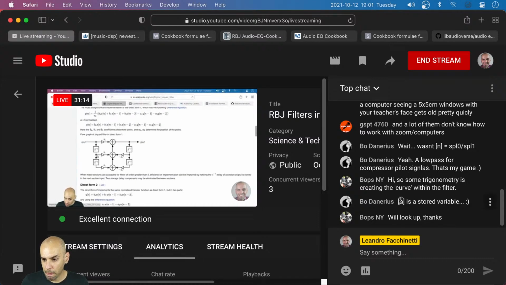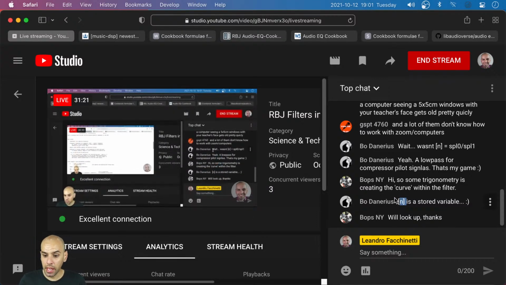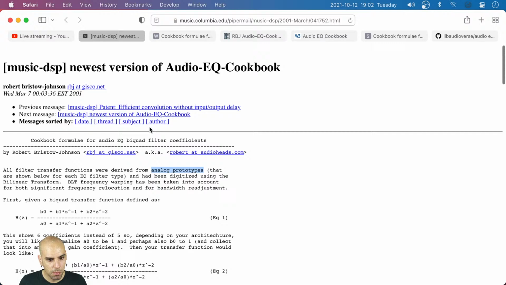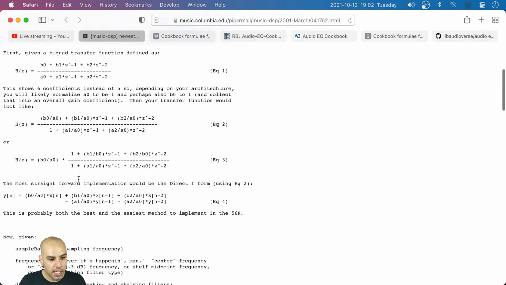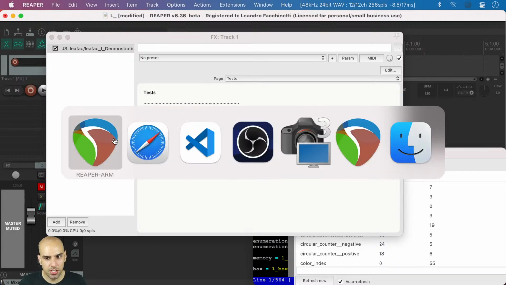Okay, so n is a stored variable. Sorry. Yeah, in essence, n is an index into a chunk of memory, and we have to store that information. So yes, it is a stored variable in that sense, but it's just an index into a place in memory for us. Okay, so let's start sketching some code here.